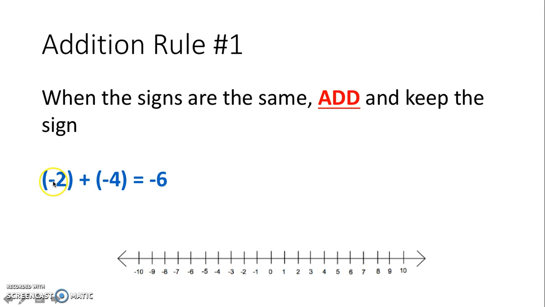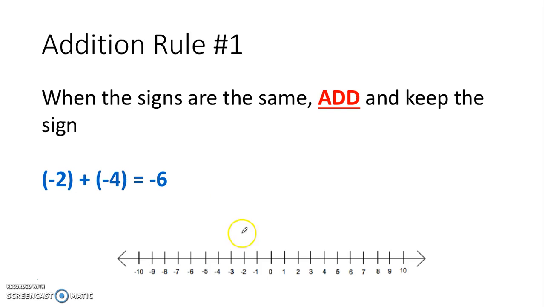Now in this example here, we have -2 plus -4. So it's the same thing when the signs are the same, so negative plus a negative, the signs are the same, we add and keep the sign. So -2 plus -4, so we add them together, 2 plus 4 is 6, and we keep the sign. So -2 plus -4 is -6.